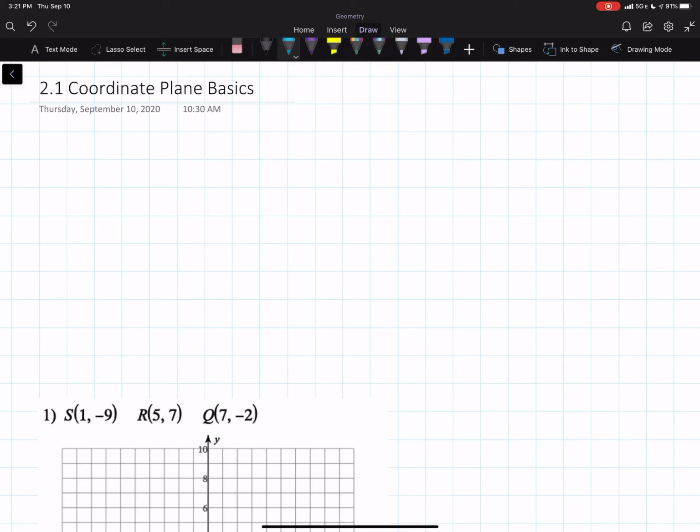Today's lesson is on coordinate plane basics. We are going to use the coordinate plane and ordered pairs, and we're going to use those to find the slope of lines eventually and compare them and see if they are parallel or not, or if they're perpendicular or not. So today we're going to review the basics.